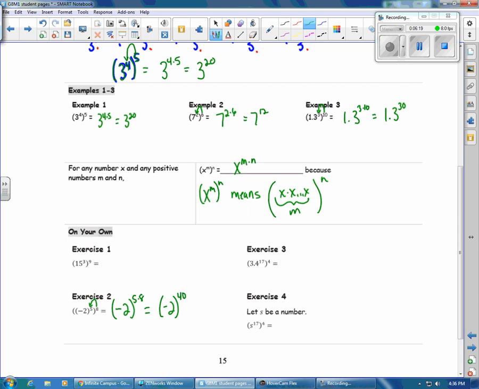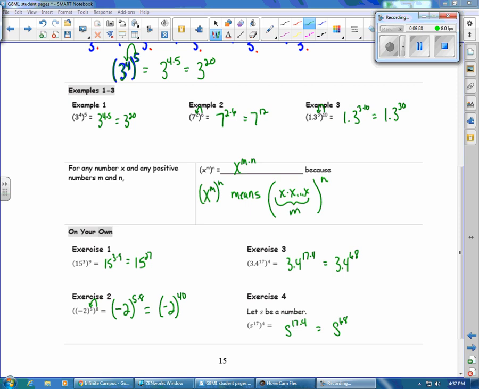Okay, so at this point, I would like you to pause the video and write your answers for exercise 1, exercise 3, and exercise 4, and then unpause the video and check your work. Pause it. Okay, so check your work. Number 1, you should have 15 to the 27th power. Number 3, you should have 3 4/10 to the 68th power. And exercise 4, you should have s to the 68th power. That's just showing you that it works for numbers and it works for variables as well.